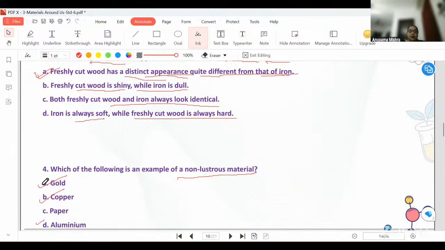Aluminium is a metal. Now, out of these, which one is called non-lustrous, meaning not having the shiny property? Gold has a shiny property, so it is not non-lustrous. So we'll put a cross, a cross, a cross. The answer will be paper. Paper is non-lustrous. So let us go to the next question.